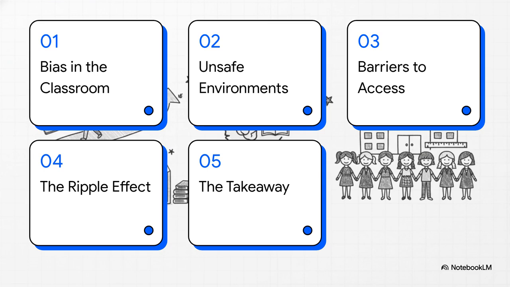Here's our game plan for today. First, we'll step inside the classroom to look at bias. Then we'll tackle the serious issue of safety. After that, we'll look at the barriers that keep kids from even getting to school, understand the long-term ripple effect of all this, and then wrap up with the big takeaway.